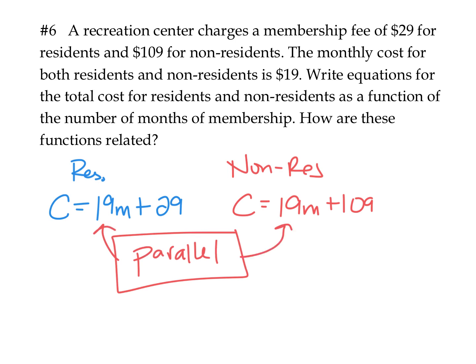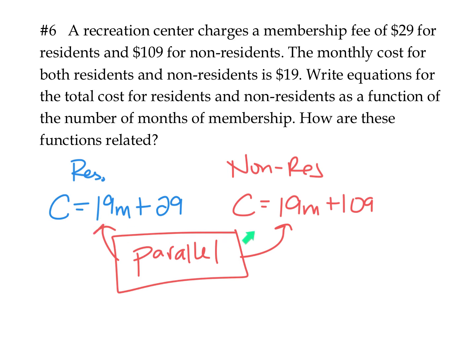Right? So after 10 months, the total difference in cost will be the same as it was up front, the $80 difference. If they're members for 100 months, the total difference is going to be that $80 because the 19 they're paying every month is going to be the same. They're never going to get closer or further away. The rate of change is going to stay the same and keep them parallel to each other, never intersecting, okay, always staying that $80 difference.